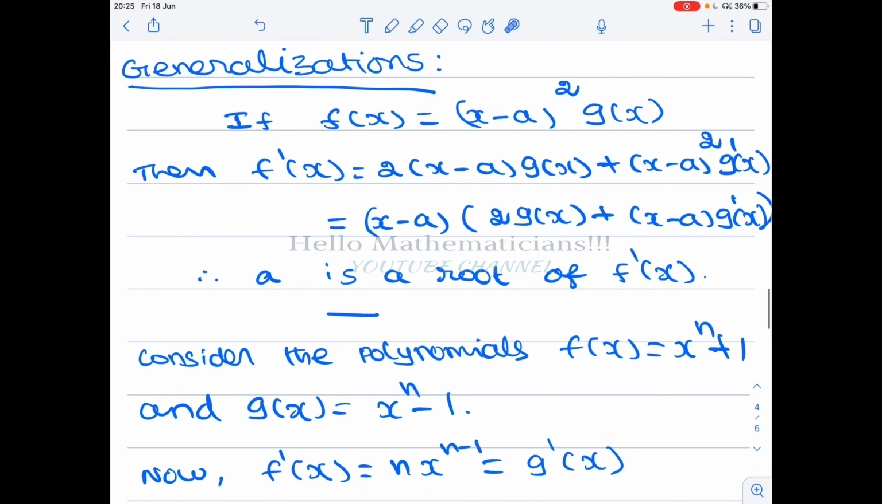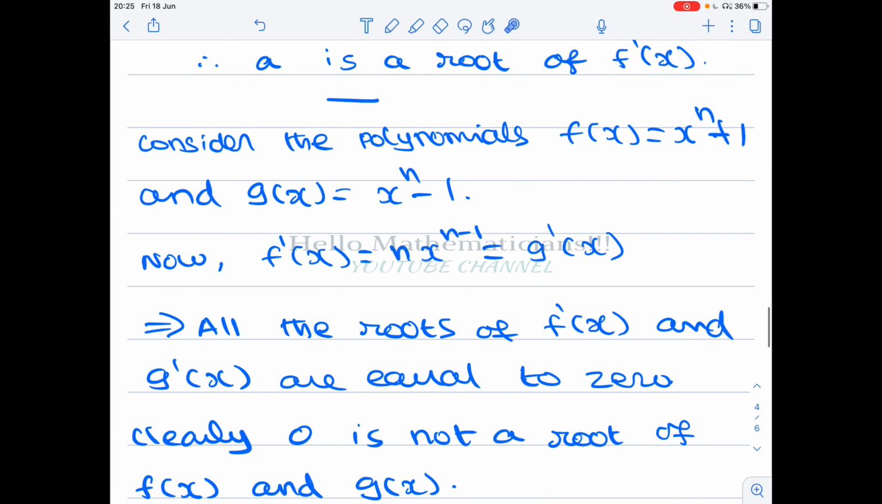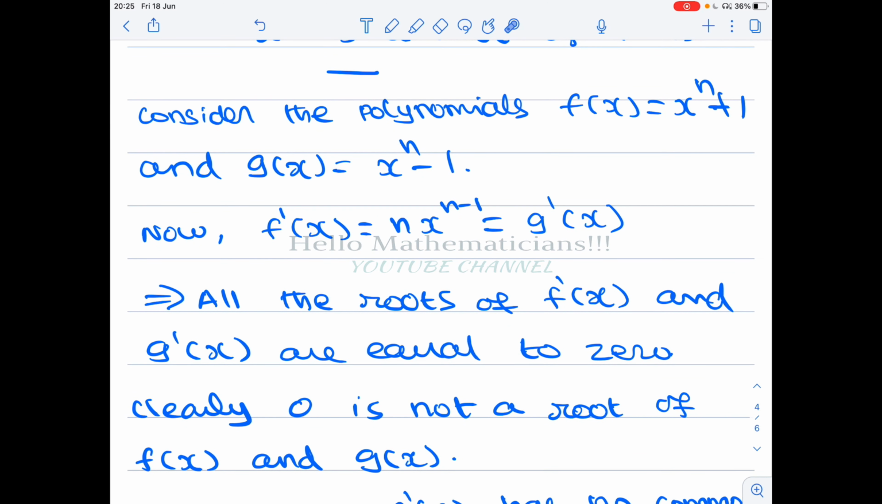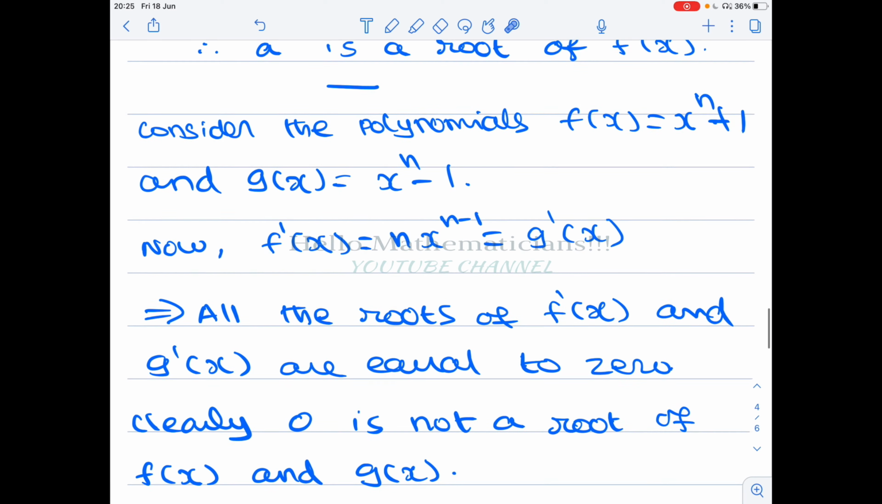Consider the polynomials f(x) equal to x power n plus 1 and g(x) equal to x power n minus 1. Two polynomials we are considering. Then what are f prime of x and g prime of x? We get f prime(x) equal to n times x power n minus 1, and g prime(x) equal to n times x power n minus 1. Now, what are the roots of this polynomial? 0 is the only root. All the roots of f prime(x) and g prime(x) are equal to 0.